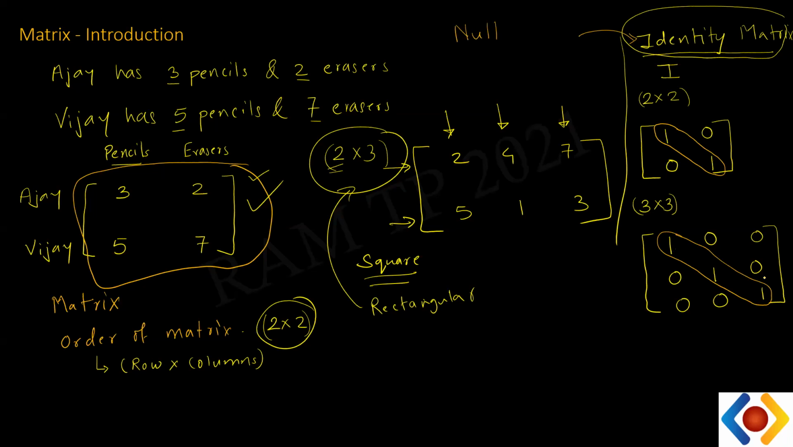So basically in an identity matrix, can both the diagonals be 1, 1? No. Only one diagonal, starting from the left-hand side top corner to the right-hand side bottom corner. Okay. So what's the importance of this? You will realize that very soon. Just hold on for some time.